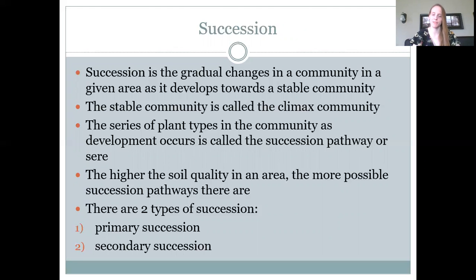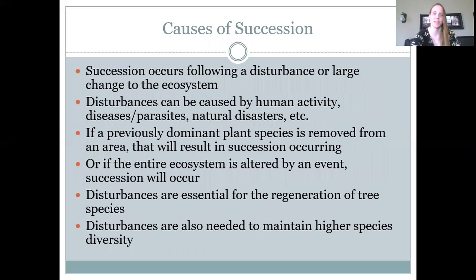There are two different types of succession. There is primary succession and secondary succession. And depending on what caused the succession or what type of disturbance happened, that will determine which type of succession it is, whether it's primary or secondary. So like I said, succession always follows a disturbance or any large change that happens to the ecosystem.